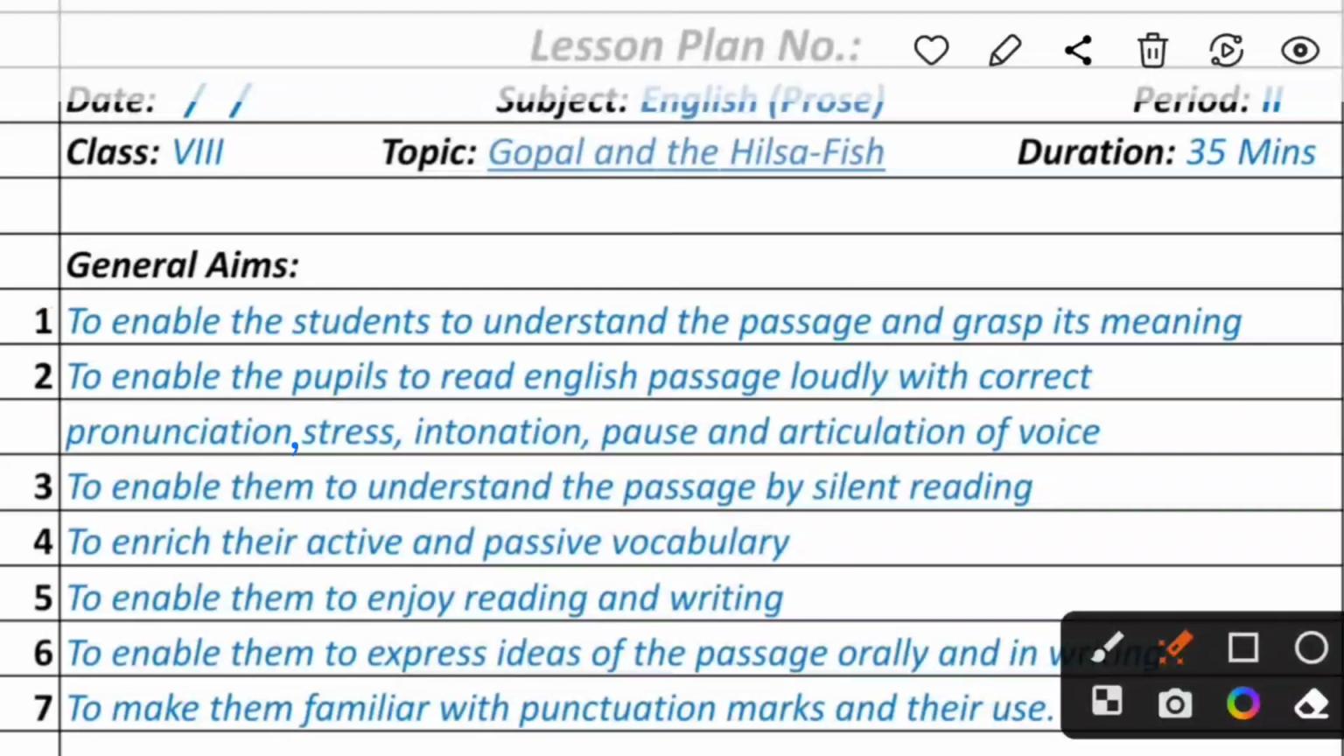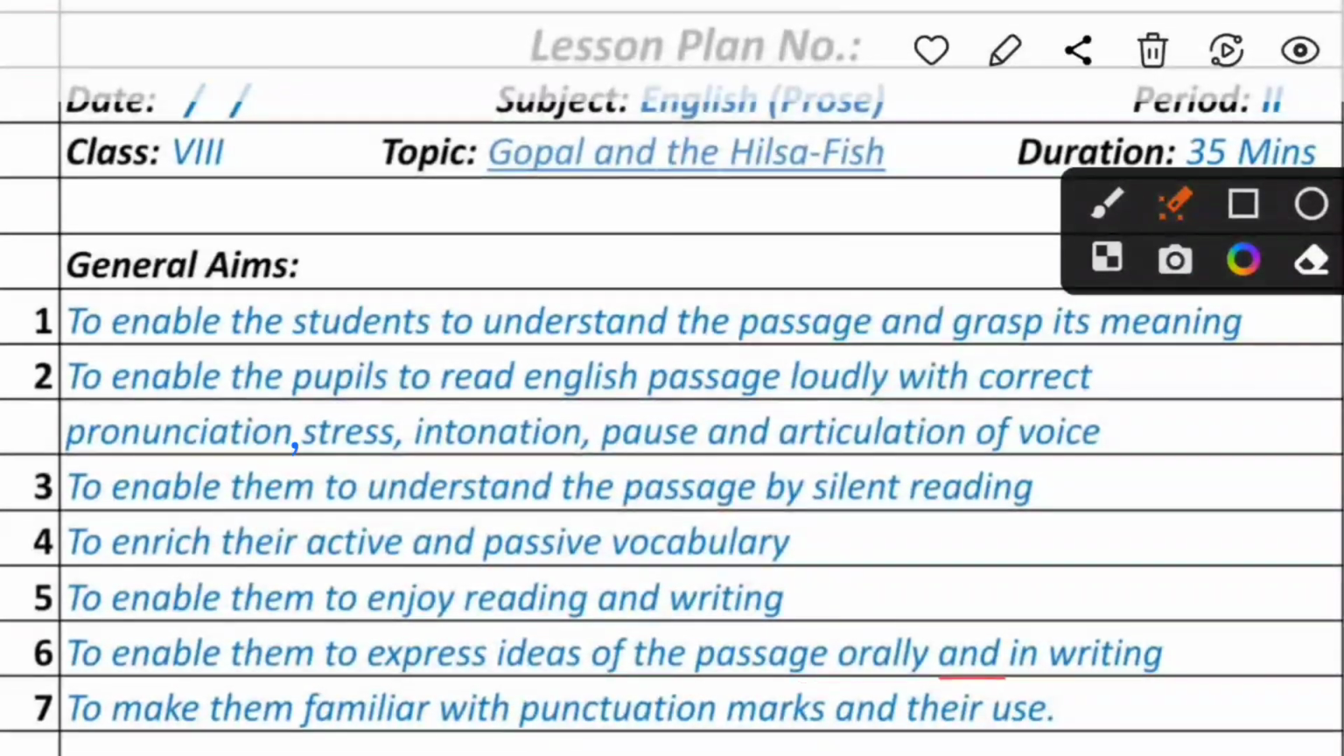Then we'll write general aims. General aims for teaching prose are to enable the students to understand the passage and grasp its meaning, to enable the pupils to read English passage loudly with correct pronunciation, stress, intonation, pause and articulation of voice, to enable them to understand the passage by silent reading, to enrich their active and passive vocabulary, to enable them to enjoy reading and writing, to enable them to express ideas of the passage orally and in writing, to make them familiar with punctuation marks and their use.